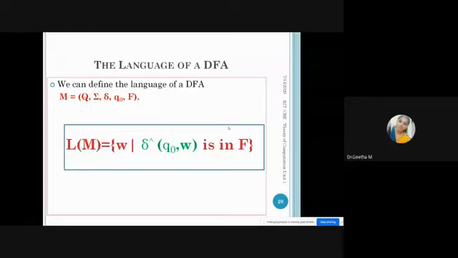The meaning of this statement is that the output of delta cap of q0 comma W should be in F. That is the condition we should have. Then only we can say that W is accepted. Otherwise, W is not accepted. So the condition is that delta cap of q0 comma W should be in F.